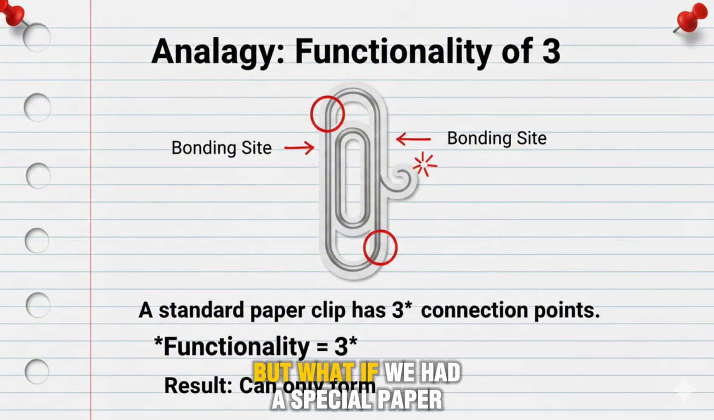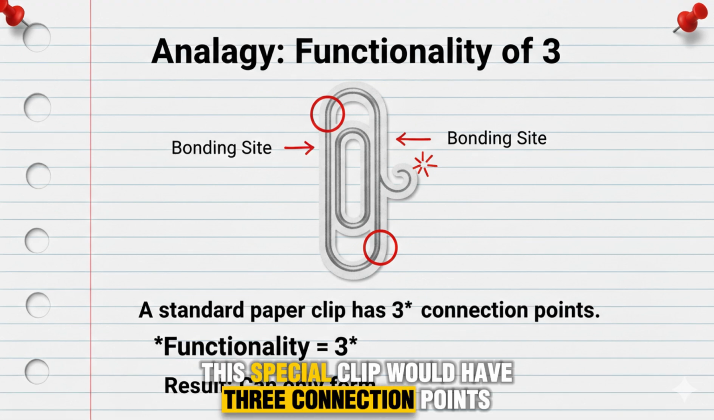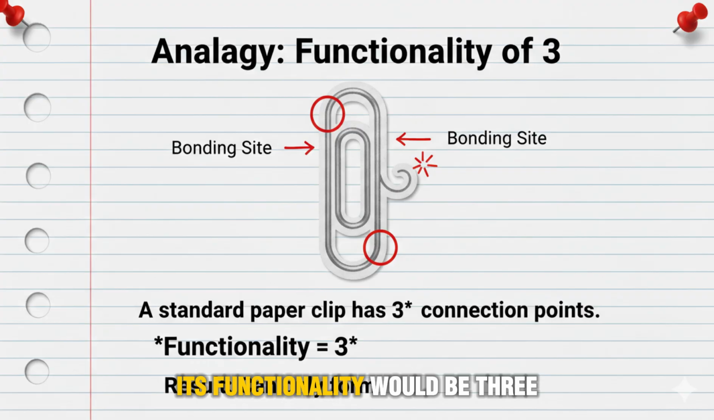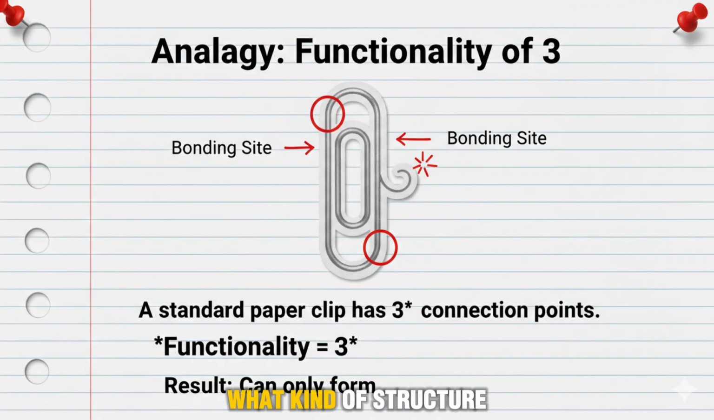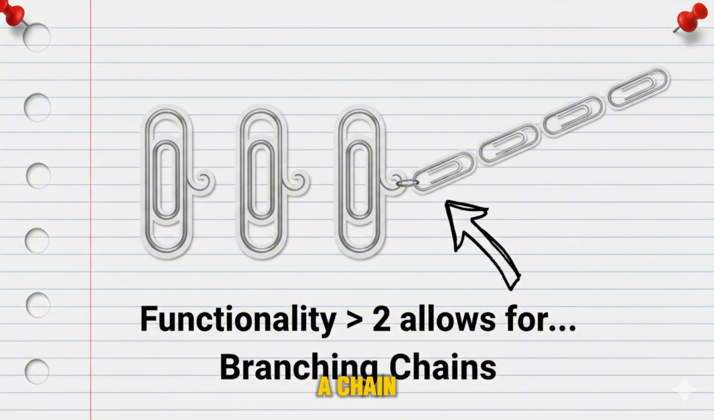But what if we had a special paperclip, one with an extra hook welded onto its side? This special clip would have 3 connection points. Its functionality would be 3. What kind of structure could you build now? You could still build a chain, but now you could also start a new chain branching off from the middle. Let's see this in action.